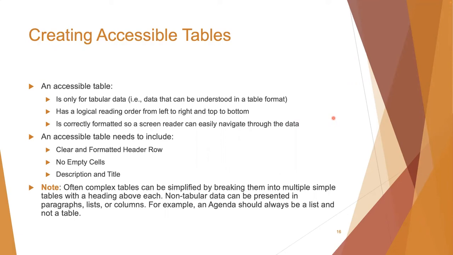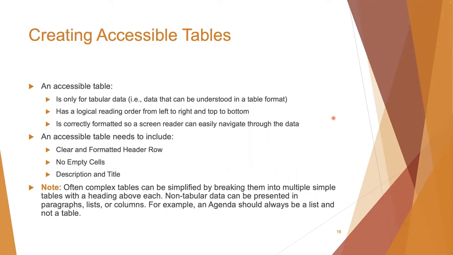So when tables are not structured for accessibility, the data they contain can quickly become a meaningless sea of numbers, facts, and figures. All right, an accessible table is only for tabular data. That data can be understood in a table format. It has a logical reading order from left to right and top to bottom, and is correctly formatted so a screen reader can easily navigate through the data.